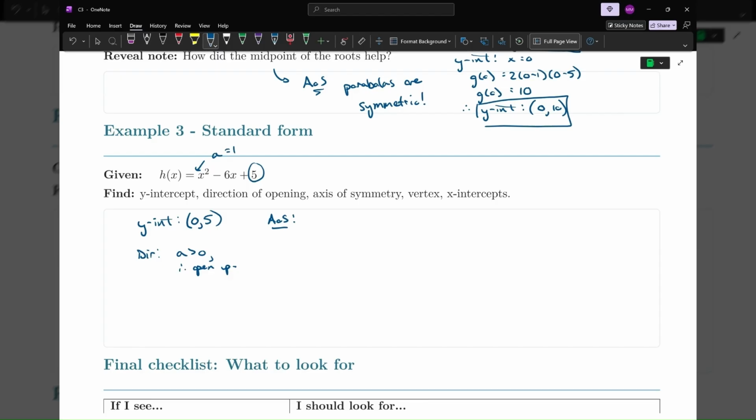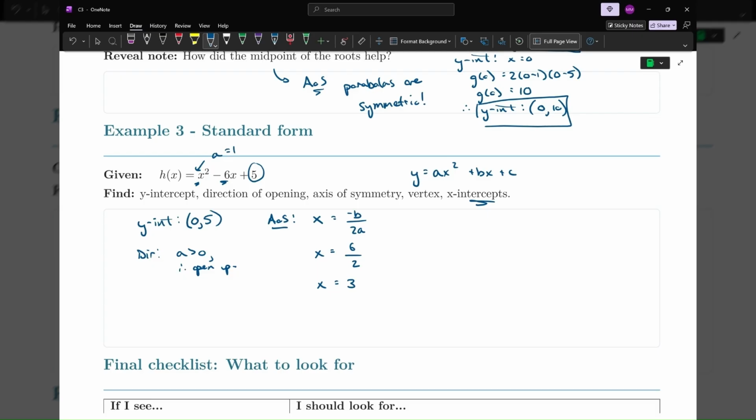I can either find two points with the same height, such as the x-intercepts down here, or I could use my shortcut, and I'll use a shortcut here. So I know the x part of the vertex, or the axis of symmetry, same thing, is going to be negative b over 2a. And remember, standard form is y equals ax squared plus bx plus c. So b is negative 6, so negative b is going to be 6. A is 1, so 2a is 2. So the axis of symmetry is going to be x equals 3.